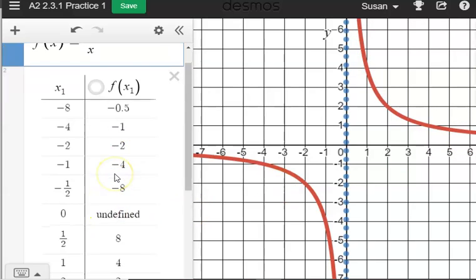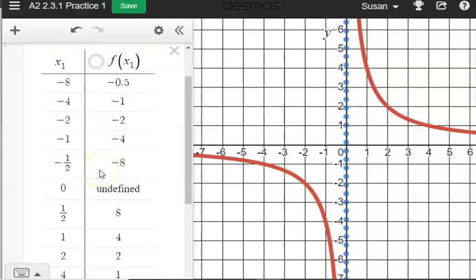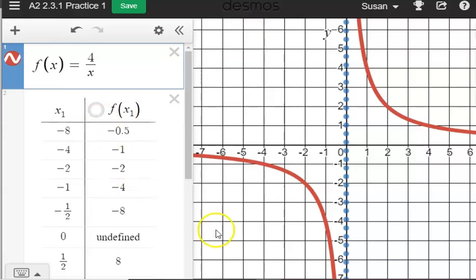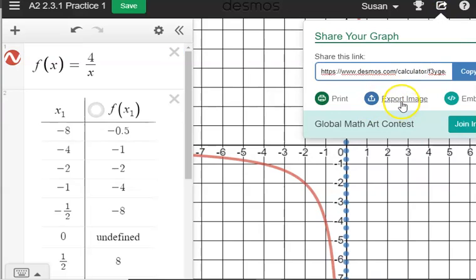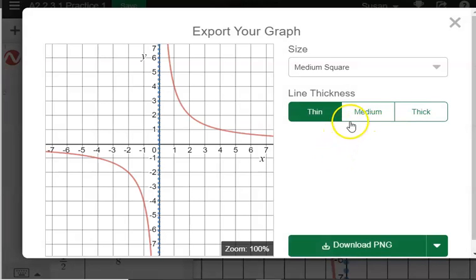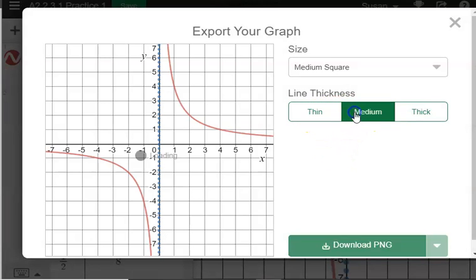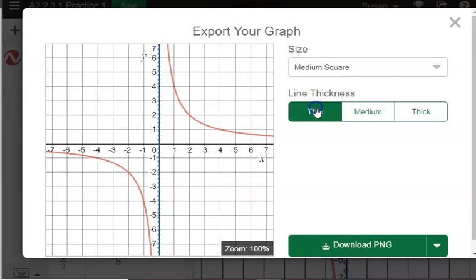But if you filled out this table, then you should now be able to answer some of the questions in the document. So just use this to help you. You can also share out this graph. If you want to export the image, you could make it thick or thin, download it, and put it in your document if you want to. I'm not going to make you do that, because I've already given you the graph basically.